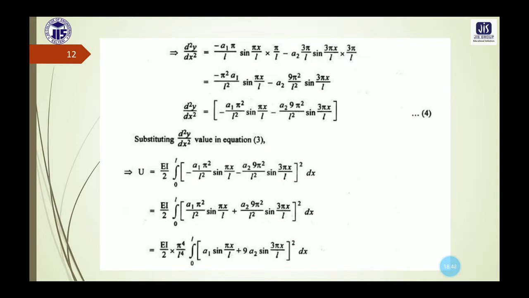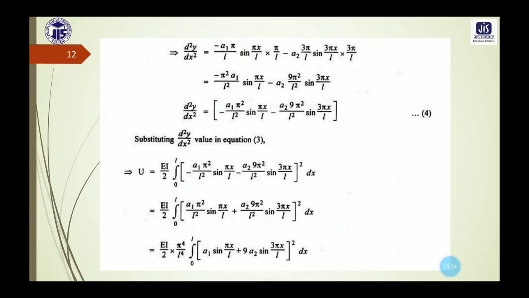Now if we do the second order differentiation, it will be minus a1 pi by L into sine pi x by L into pi by L, minus a2 3 pi by L sine 3 pi x by L into 3 pi by L. So that means we are getting the value of d2y/dx2. This is minus a1 pi square by L square sine pi x by L minus a2 9 pi square by L square into sine 3 pi x by L. So this is our equation number 4.